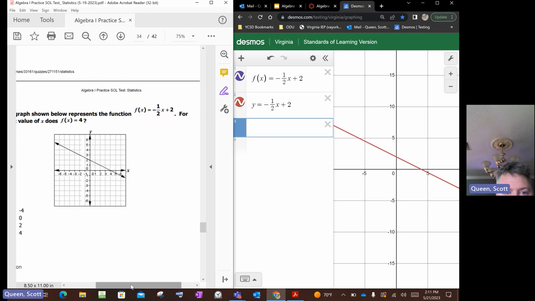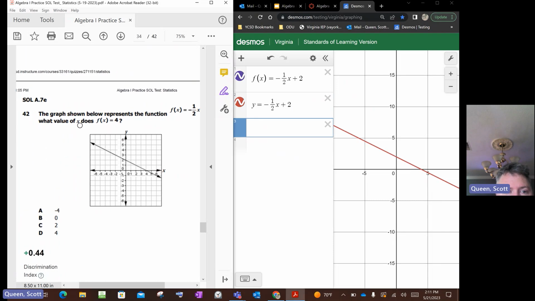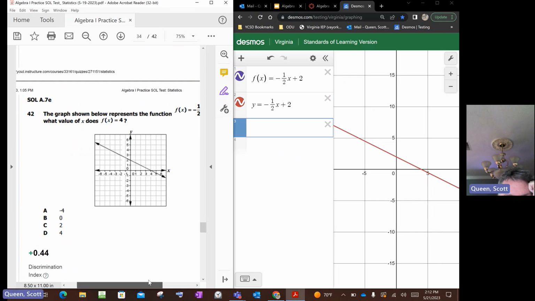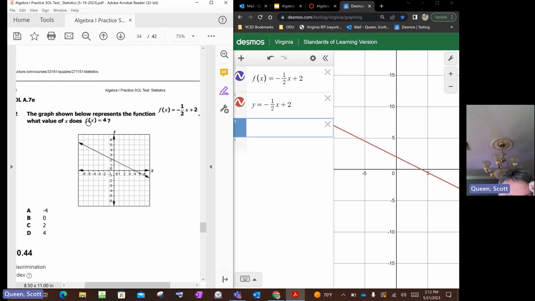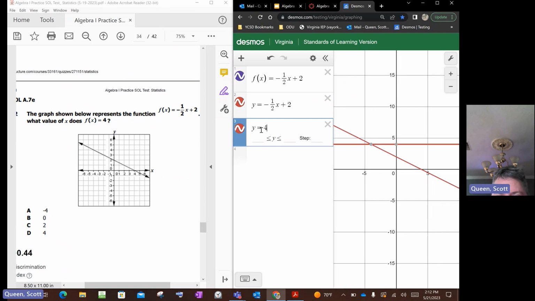Okay, so coming back over to our graph. For what value of x is f of x equal 4? Remember, f of x is another way of saying y equals 4. So let's type in y equals 4. Let's see what that is. And I changed that color. Let's change this one too. Okay, y equals 4. It's right there.